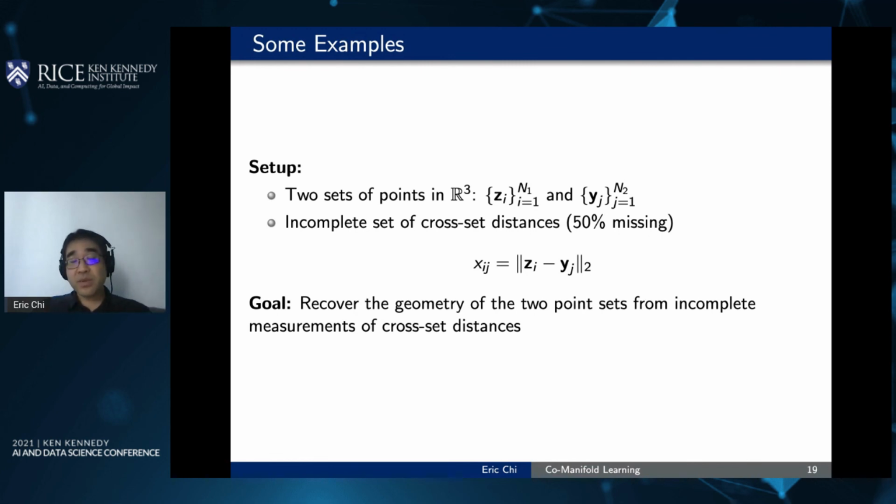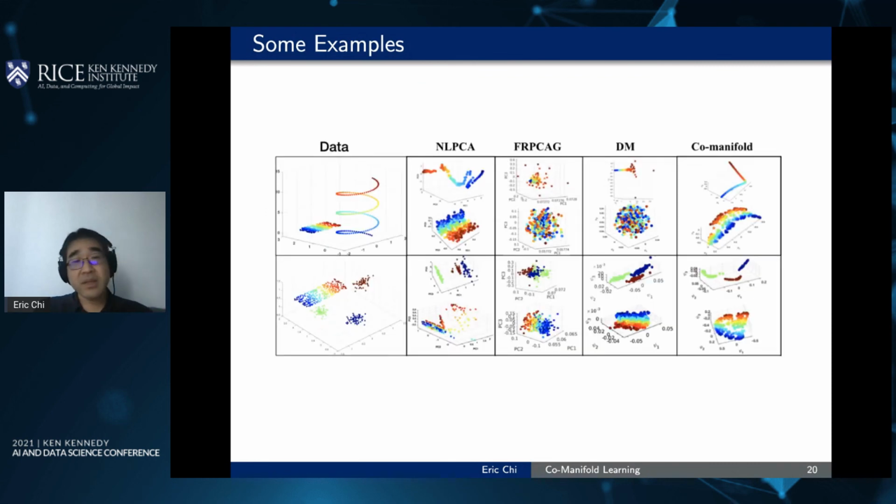And what I want to recover is the structure or the geometry of the Z point cloud and the Y point cloud from these pairwise cross-set distances. Okay, all right, so we'll just talk through the top example. So look at the first row. The Z point cloud is this little sheet, rainbow sheet, and the Y point cloud is this helix.